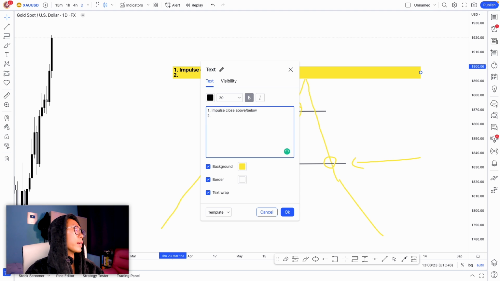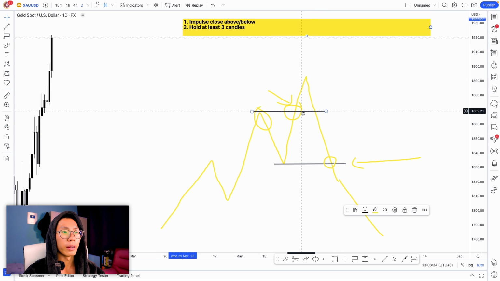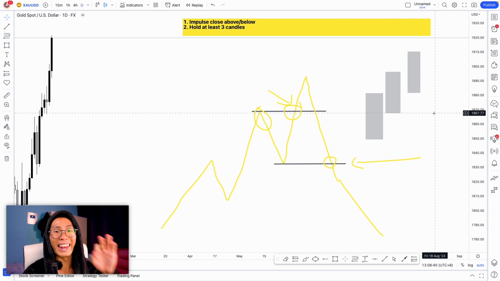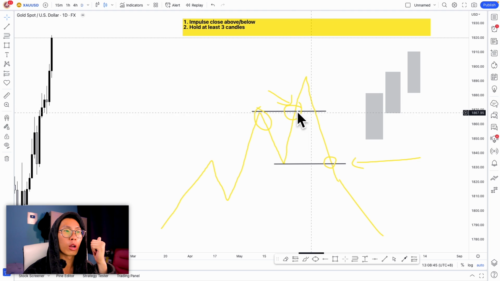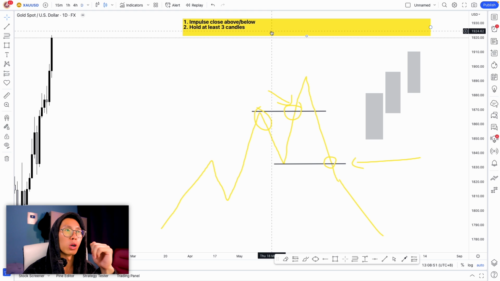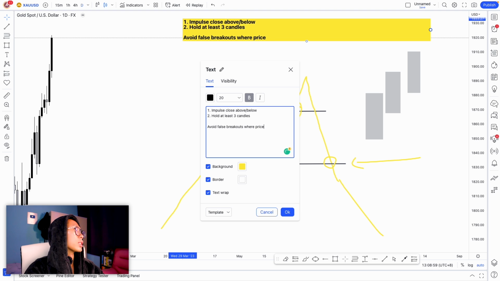The second principle is that it has to hold at least 3 candles. What I mean by that is that when price breaks out of that key level, there has to be at least 1, 2, 3, at least 3 candles. Once price gives us at least 3 candles and has closed above the high or below the low, then that is a valid break of structure. Basically, the principle is that we want to avoid those false breakouts where price just breaks out and then breaks back in.